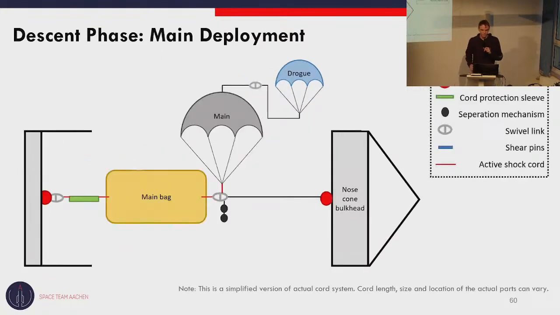But we're too fast for the touchdown, so we need to deploy a main parachute. When the drogue parachute, which is attached to the top of the main parachute, pulls on the main parachute, it pulls it out of its bag and lets the vehicle touch down safely. How everything works in detail, I'm coming to later.